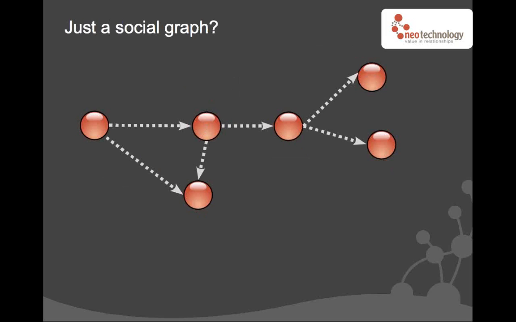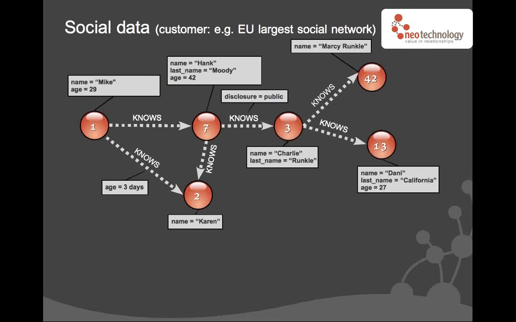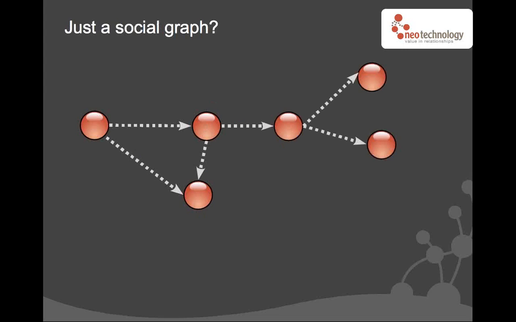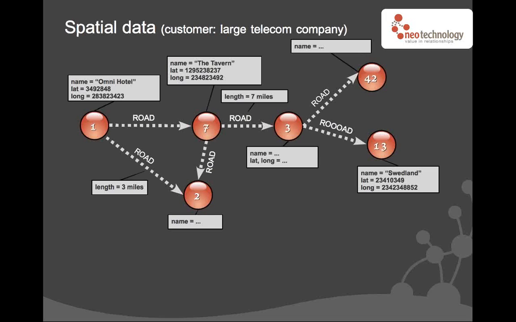But the interesting point about this, a lot of people think that graph databases are just about social. But of course, the graph database doesn't care what gets stored in the graph, right? I mean, these are just properties and relationship types. It could be anything. So if you keep the exact same structure and just add other types on the relationships and other properties, all of a sudden we can store spatial data. So in here, the nodes represent not people, as in the previous example, but actually points of interest. So there's apparently a place called the Omni Hotel, which is represented by node number 1. There's a road between place 1 and place 2, and the length of that road is 3 miles.